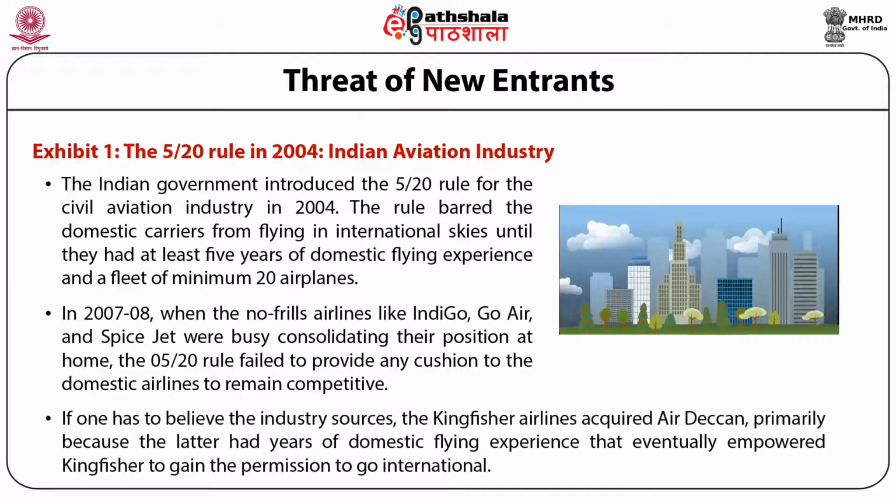If one has to believe the industry sources, Kingfisher Airlines acquired Air Deccan primarily because the latter had years of domestic flying experience that eventually empowered Kingfisher to gain permission to go international. The permission to fly abroad was the sole incentive for Kingfisher, though the two airlines had altogether different types of fleets. Organizational culture and ethos resulted in more challenges for Kingfisher than any synergy. With the merger in place, Kingfisher went international, burned cash like never before, and finally became a debt-trapped airline. The 5/20 rule acted as a barrier to entry for the domestic airlines from going international. Meanwhile, the foreign airlines availed this opportunity and captured the majority of India's international routes.